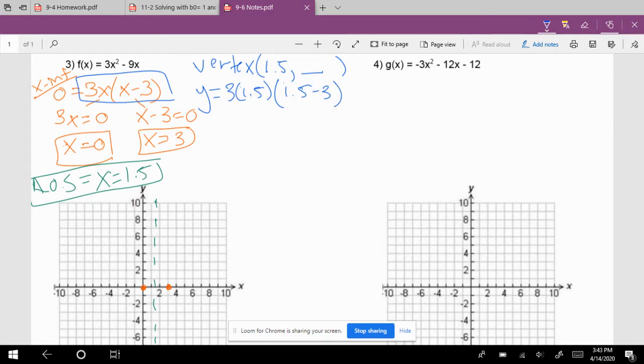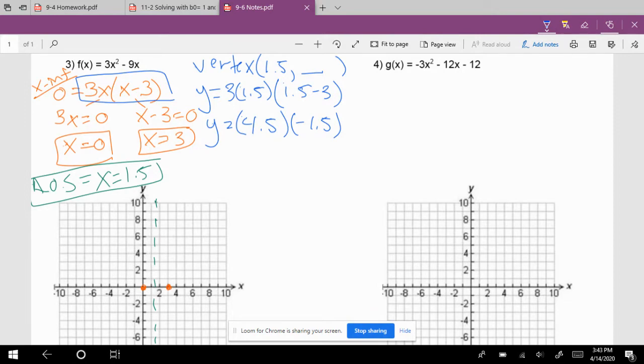3 times 1.5 is 4.5. So if I added 3 times, I know that. So I have 4.5 times, see, 1.5 minus 3, negative 1.5. And then if I multiply those two together, I'm going to grab my calculator really quick just to save us a little bit of time. Maybe. Might have to crank it out by hand. We're going to see.